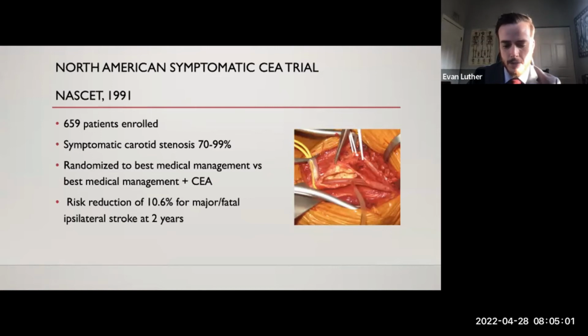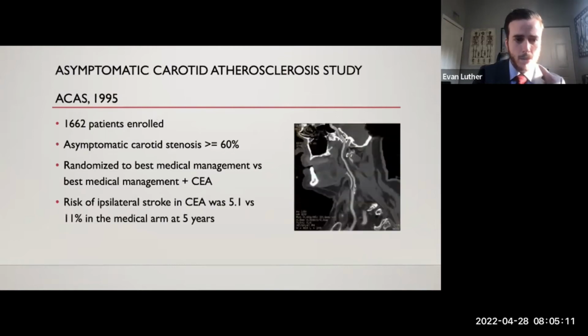So this really set the bar and said, listen, for patients who have symptomatic carotid stenosis that is greater than 70%, that intervention really does benefit them. So then the question began: what happens for those patients who are asymptomatic? Meaning they are found to have carotid stenosis, but they never had a TIA, or they haven't had any type of ipsilateral stroke in that area.